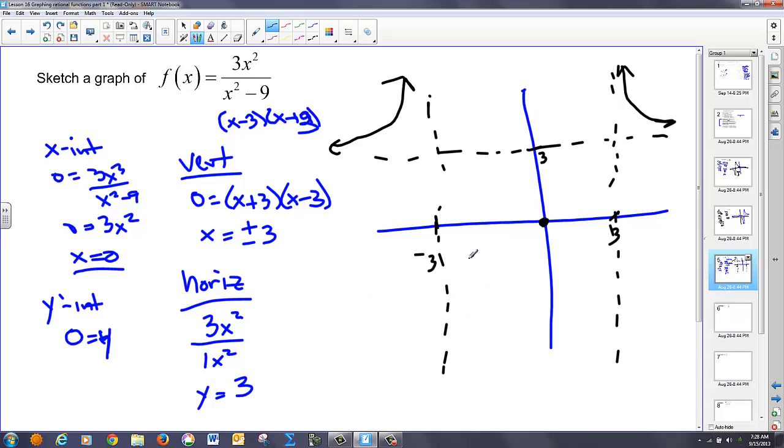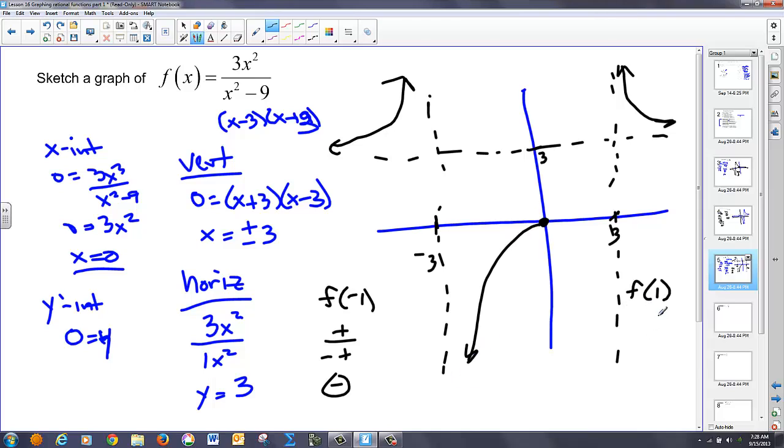So what I'm going to do now is, again, pick a couple of points and check to see what's happening in those two regions. I'm going to pick a value of negative 1 and a value of positive 1 to plug into my function and see what happens. So you'll notice on top, I have an x squared, so that's going to make everything positive. In the bottom, I've got a negative and a positive, which is a negative.